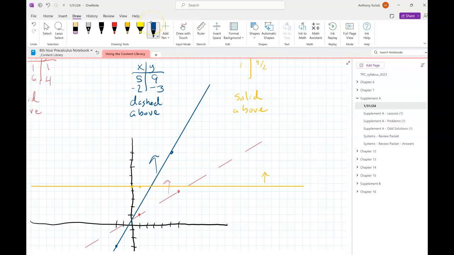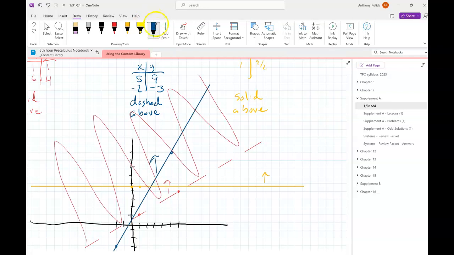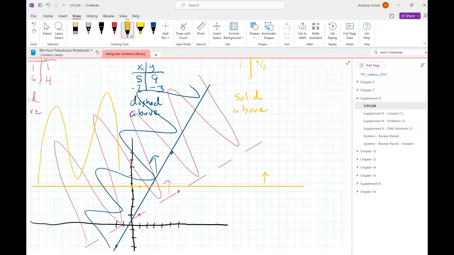All right. So let's do our shading in. So if I'm above the red, I'm there. If I'm above the blue, I'm there. And if I'm above the yellow, I'm there.